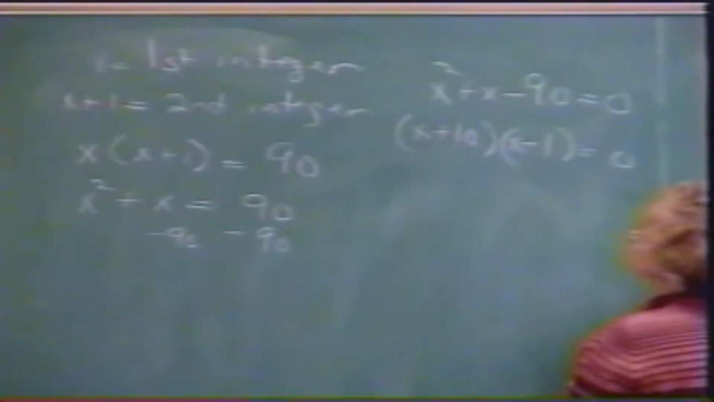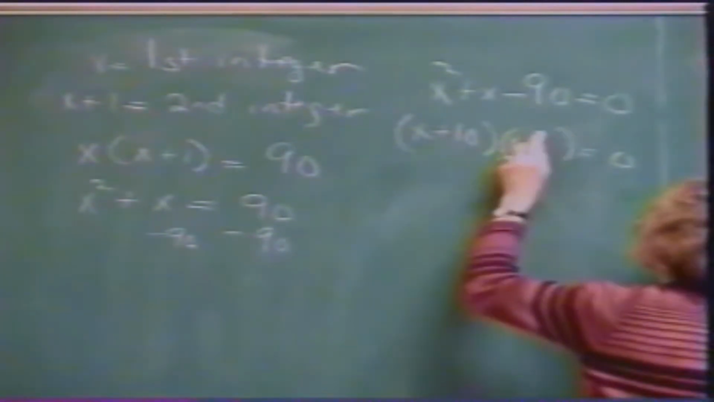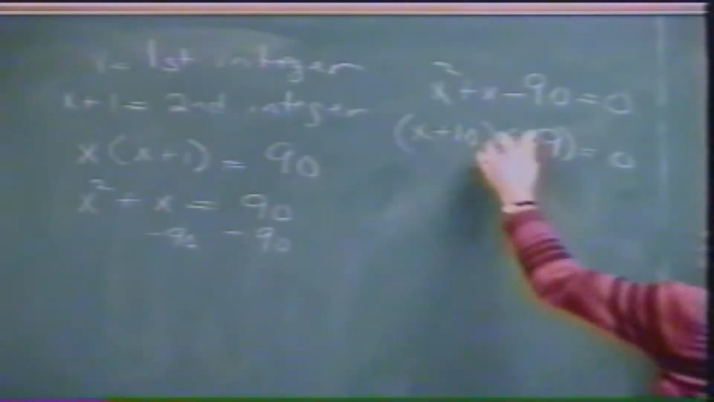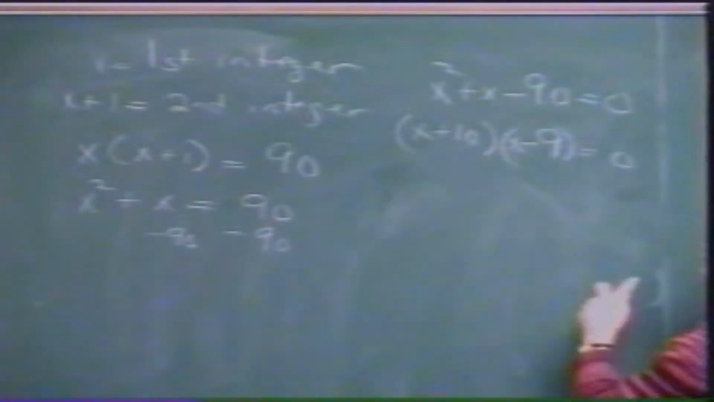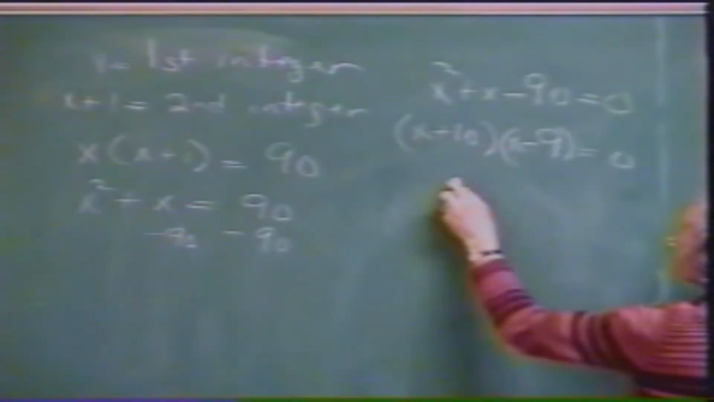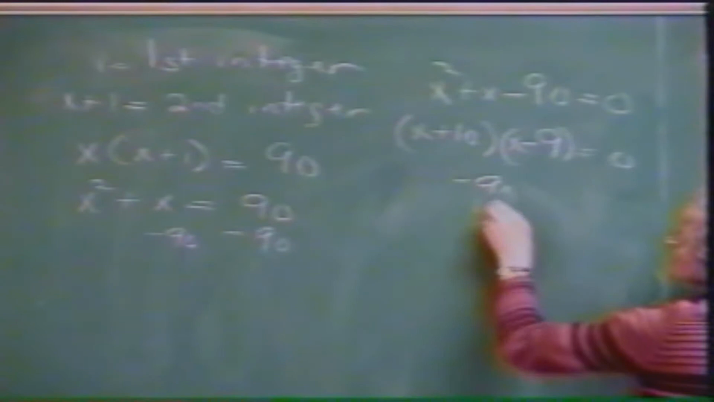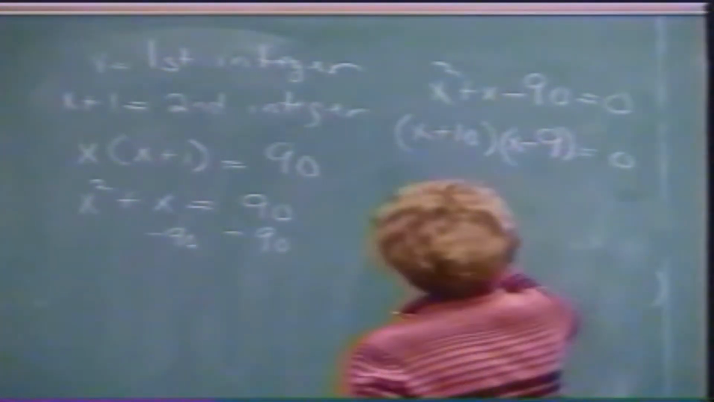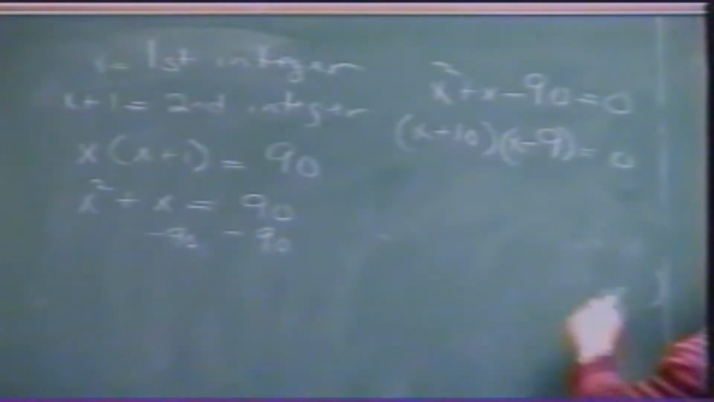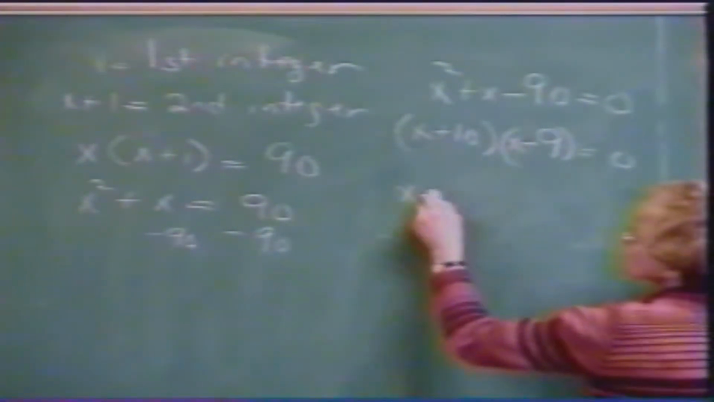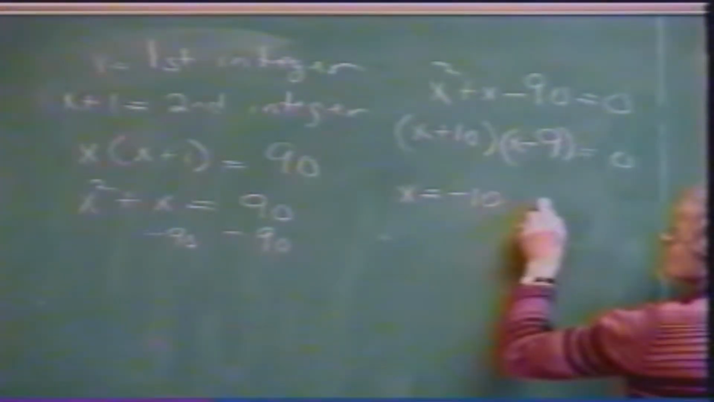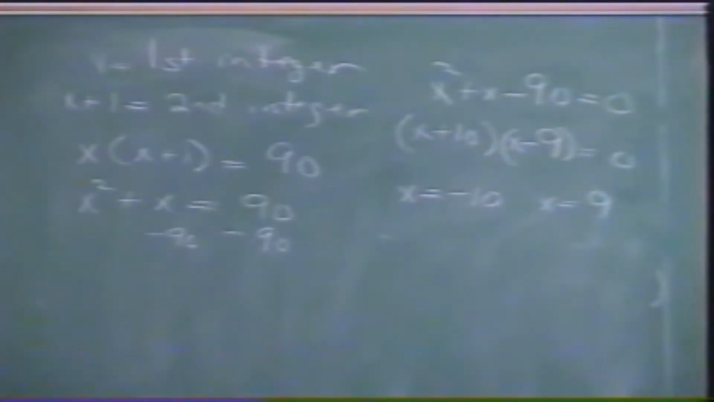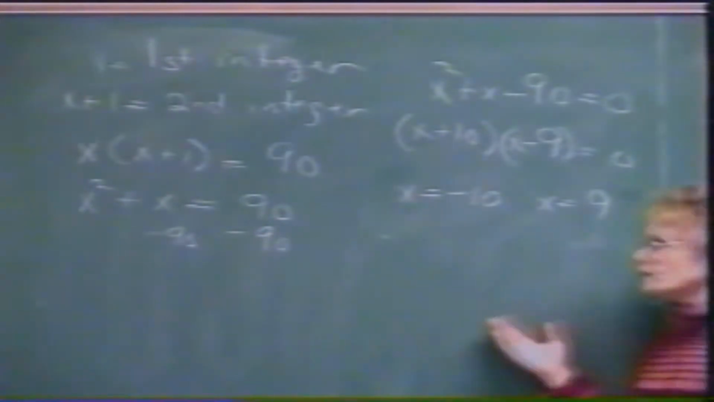Or will it? It won't give us our 90 on the end, will it? Okay. So x plus 10, x minus 9 will give us our negative 90, and then when we do negative 9x and 10x, we'll get our 1x. Okay. So then when we set those equal to 0, what are our answers? Negative 10 and 9.